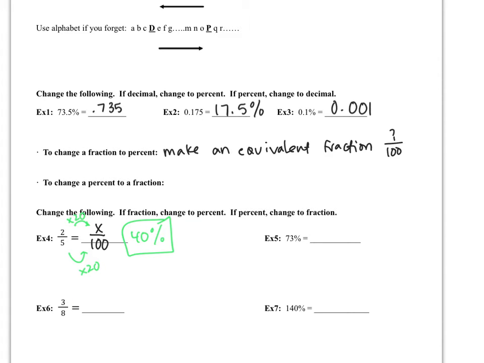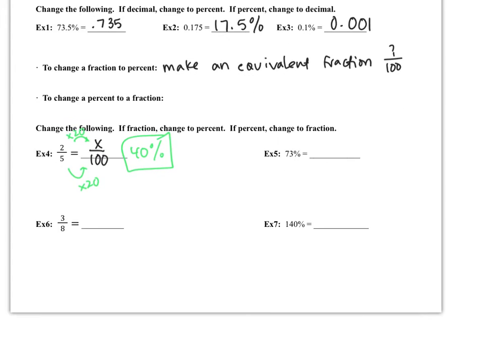To do this with 3/8, that means that I would set up 3 over 8 equals something over 100. Now in this example, I can't think of a number that I could multiply 8 by to make 100, so I'm going to solve this like a proportion using my cross products. So one of my cross products, 3 times 100 is 300, and my other one is 8x, and then to get x by itself, I would divide both sides by 8, getting me 37.5%. And you can definitely use a calculator.